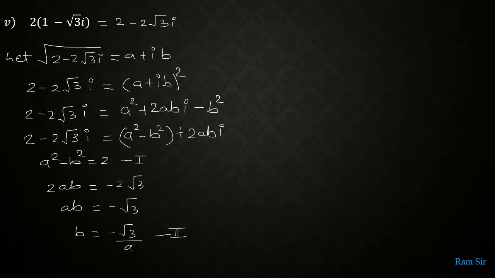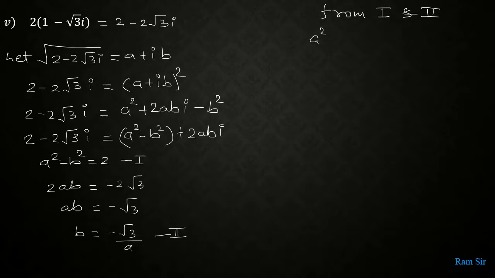Now from equation number 1 and 2 we can continue to find out the values of a and b. So we'll write from equation number 1 and equation number 2. Let us update the value of b from equation number 2 in equation number 1 to get an equation in terms of a square.